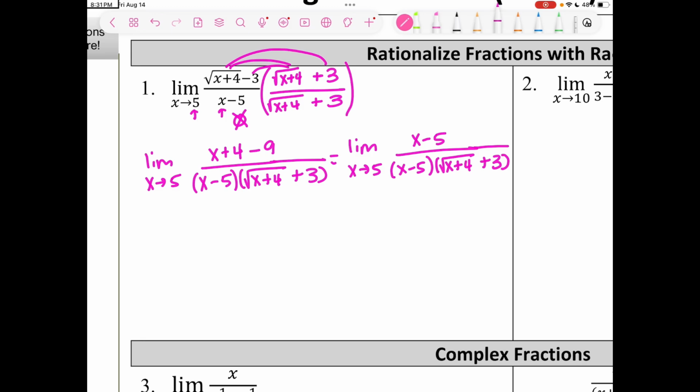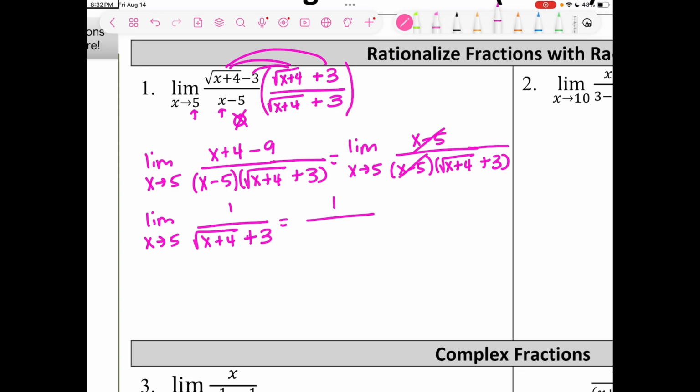Now what I see is because I'm multiplying x minus 5 times that square root of x plus 4 plus 3 in the denominator, and I have x minus 5 in the numerator, I can actually go ahead and divide the x minus 5s to 1. That leaves me with just the limit as x goes to 5 of 1 in the numerator over the square root of x plus 4 plus 3 in the denominator. Now if I try to direct substitute my 5 in, let's see what happens.